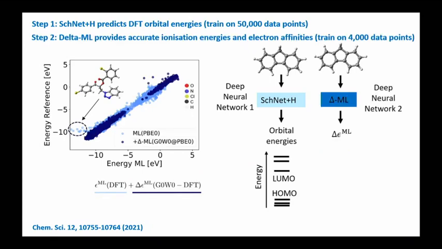So now I'll take this many-body perturbation theory data and I do delta machining, which basically means I take a smaller set of data and I try to learn the relationship, the difference between DFT and many-body perturbation theory, which is a very consistent relationship that's smooth and much easier to learn.